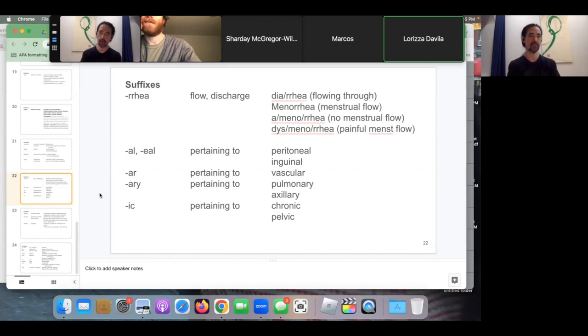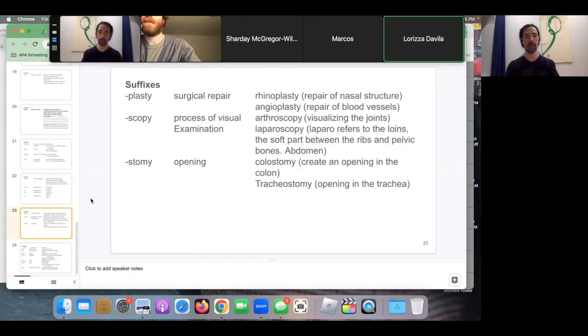And the next few suffixes all mean pertaining to. So al or eal mean pertaining to. That's peritoneal or inguinal. AR like vascular. ARY like pulmonary or axillary. IC like chronic or pelvic. Is that all the pertaining tos?